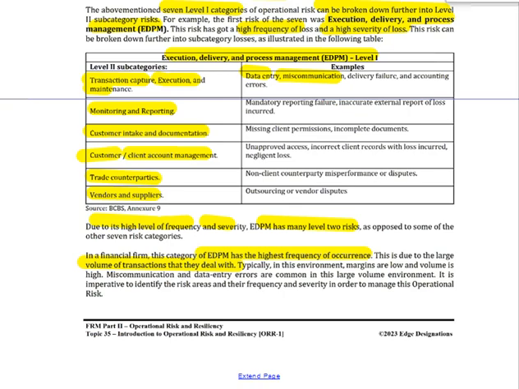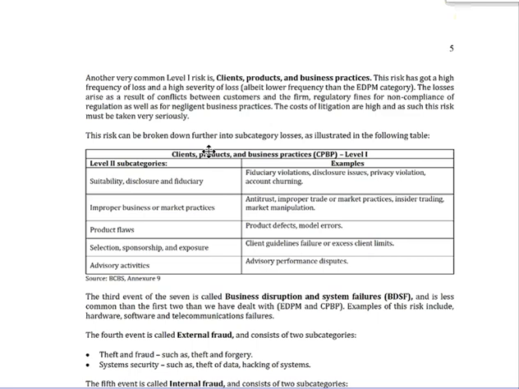If you look at a financial institution, for example a bank, margins are low, volume is high. Any miscommunication and data entry errors that occur, which generally are common in this type of environment, and it's not difficult to miskey a button on the keyboard, can lead to large losses. This needs to be addressed very effectively. Top of the next page.